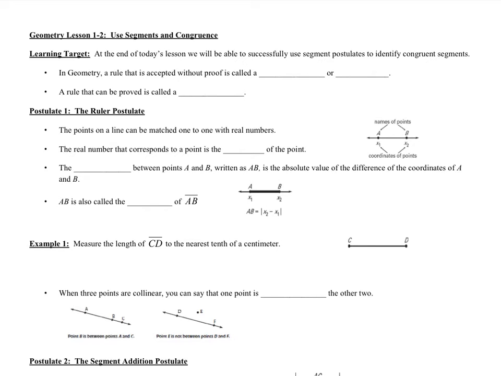In geometry, a rule that is accepted without proof is called a postulate, or axiom. A rule that can be proved is called a theorem.